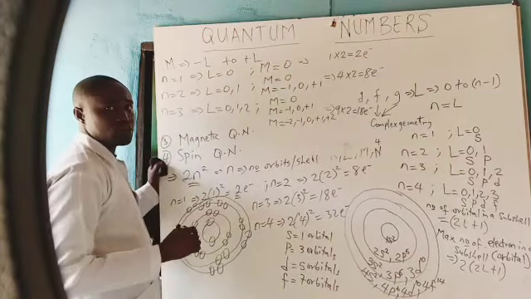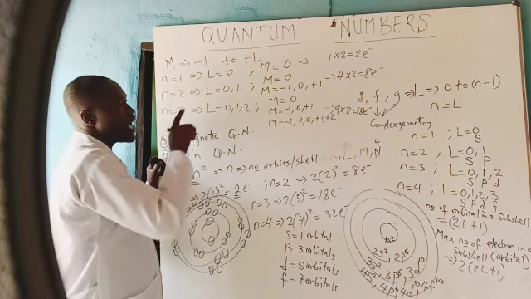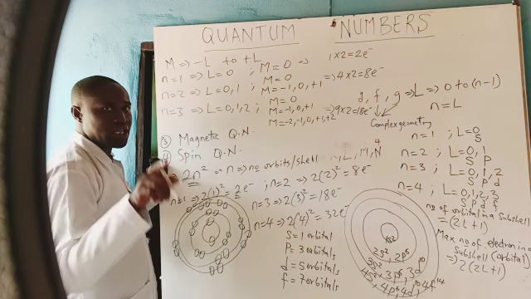So I would like you, the audience, to do the one for the fourth shell and see whether it will give you 32. Please, if it gives you 32, tell me yes in the comment box below.